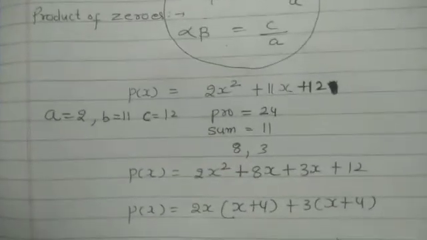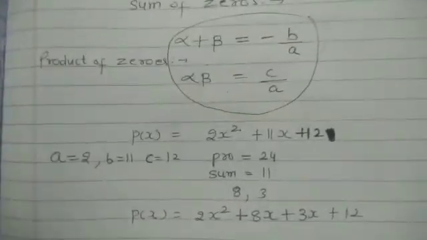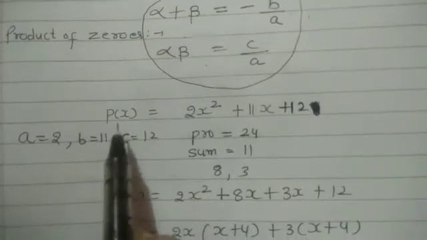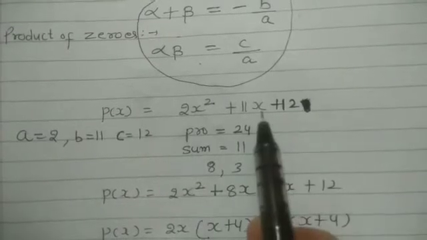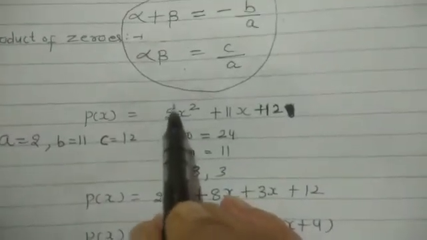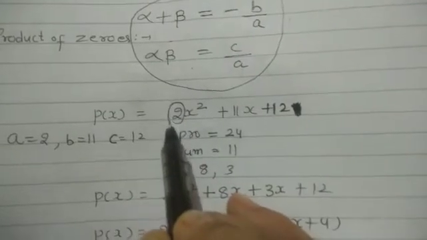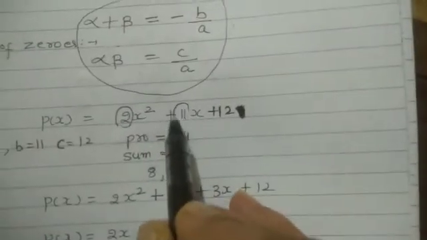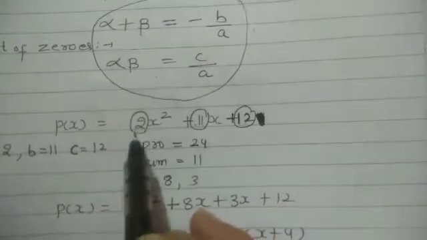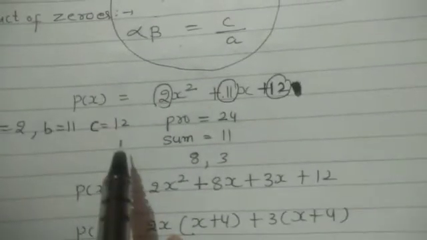Let us understand this concept by taking an example. Suppose I am taking the quadratic polynomial p(x) equal to 2x square plus 11x plus 12. Here a is 2, b is 11 and c is 12. These are the coefficients.